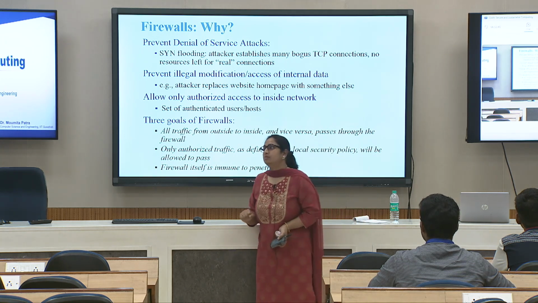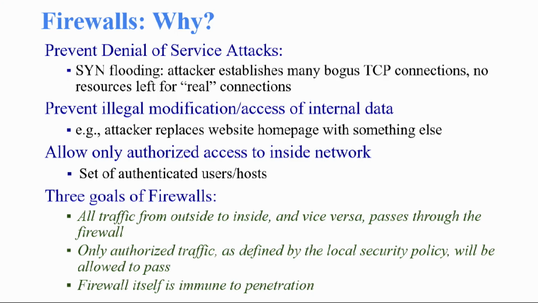Now there are three goals of firewall. First one, if you see here, any traffic that would come into your system has to pass through the firewall. First rule. Second rule, only authorized traffic will enter. Now how will you define authorized traffic? That will be whatever security policy you are using, accordingly you will define what is authorized and what is unauthorized. And what's the third and most important thing? Your firewall should not be compromised. If that is compromised, then gone. So these are the three most important goals for firewall.